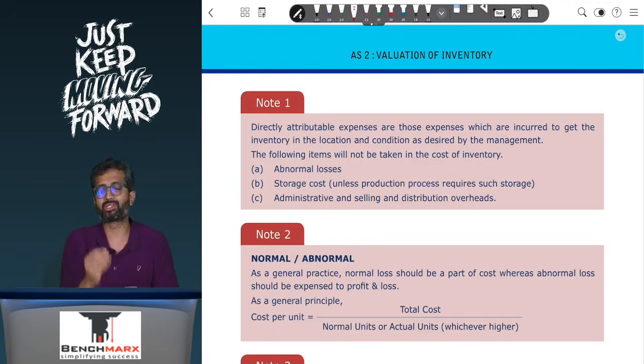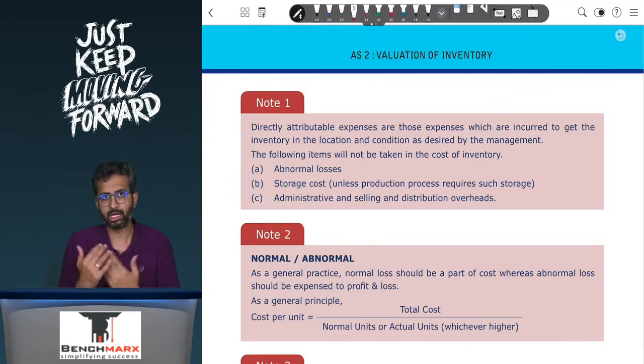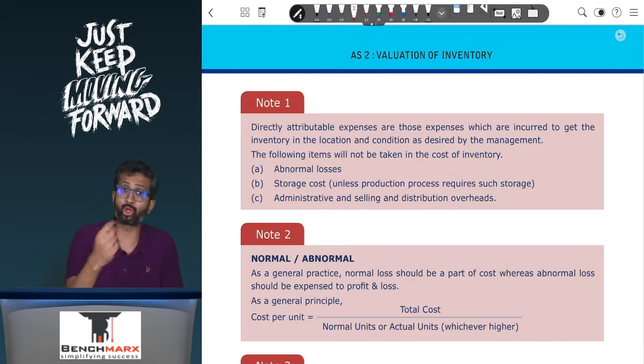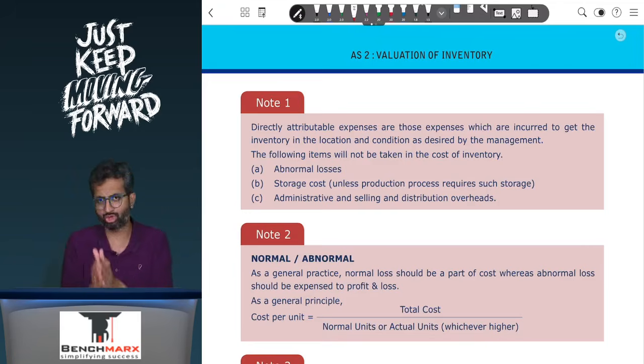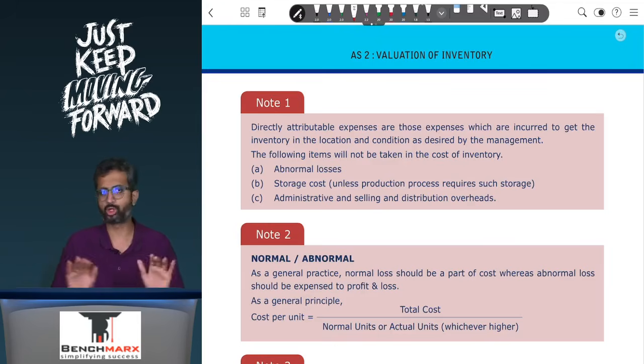However, if the storage cost is something which results in a desired change in the condition of the inventory, for example, you buy grapes, you dry them, and they become dry fruit, kishmish, or whatever you call it, the drying process is necessary, the storage is necessary, and it can be capitalized. Or wine, you store it for the purpose of fermentation, so that the wine ages, and it is something that you want to sell, an aged wine, in which case the storage cost can be capitalized. Otherwise, storage cost will go to the P&L.